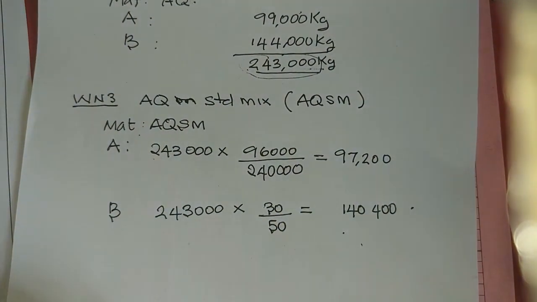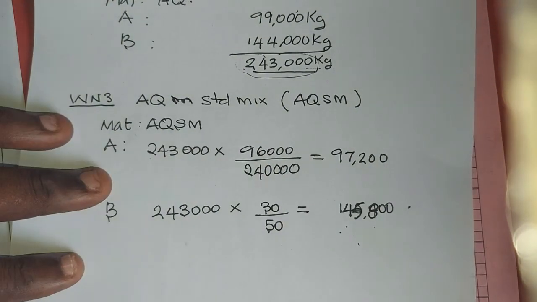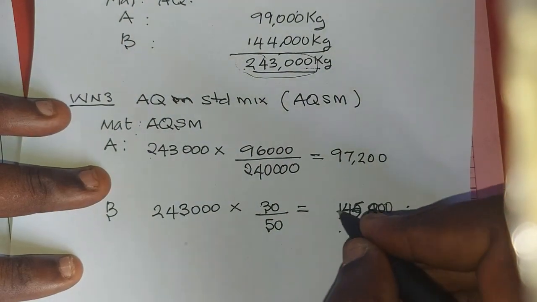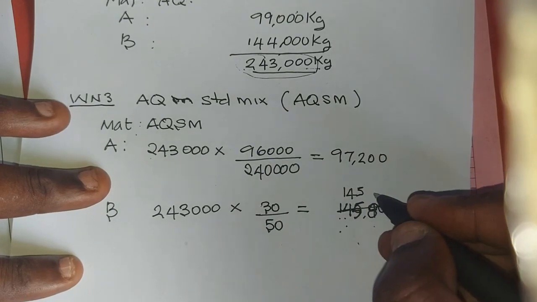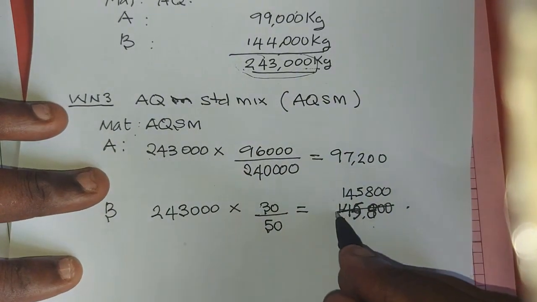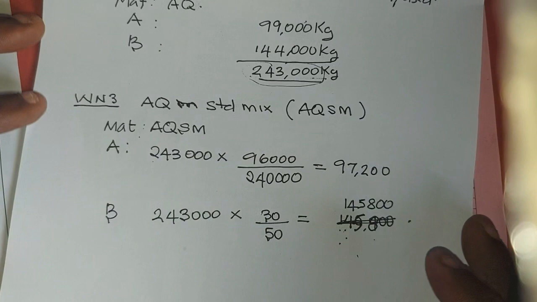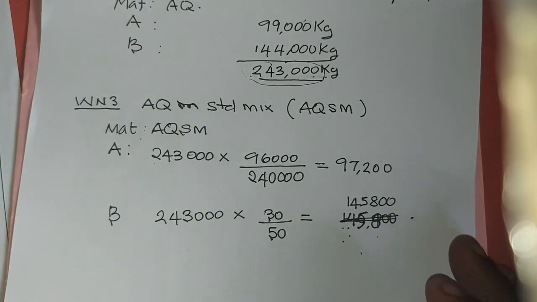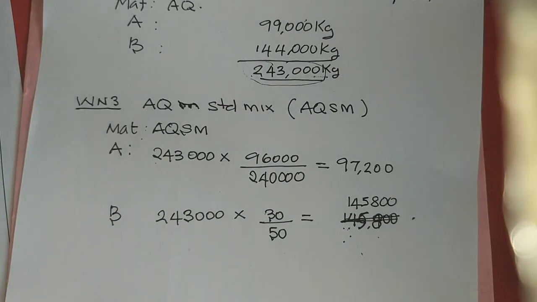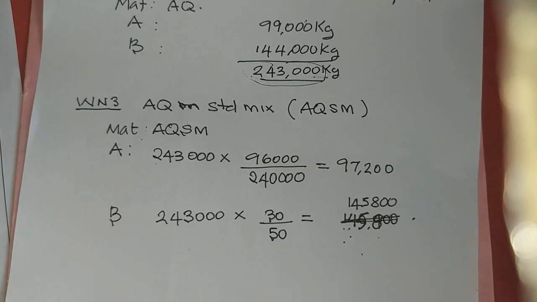So this is the working note 1. All right, so this figure is 145,800. Sorry, 145,800. Okay, so having done that, next, we can now calculate our variances.